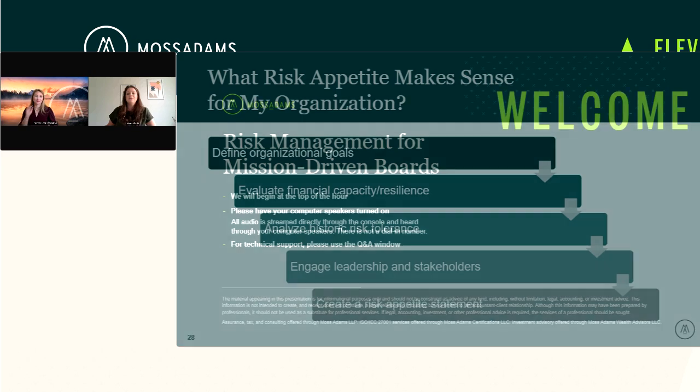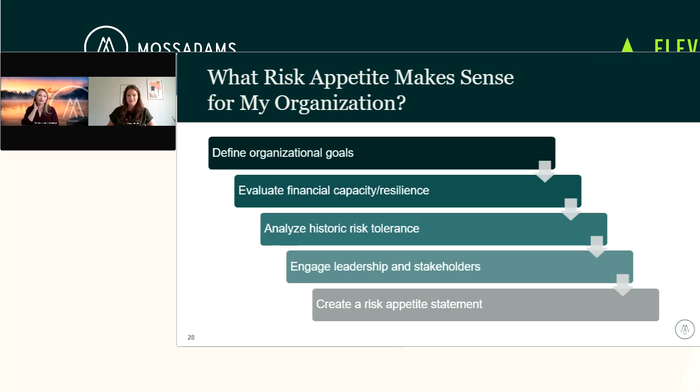Okay, so if you're looking to define a risk appetite statement, this is a process that you can take to do that. You want to start with defining your organizational objectives. So clarifying what are your long and short-term goals, and this will help guide you in determining how much risk you're willing to take in your organization to be able to achieve those goals.